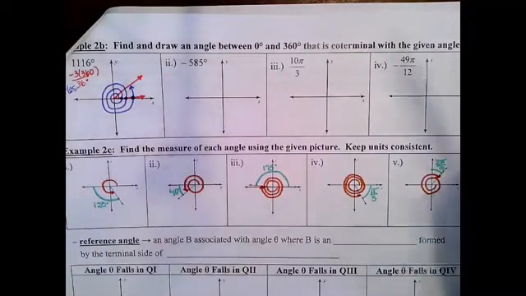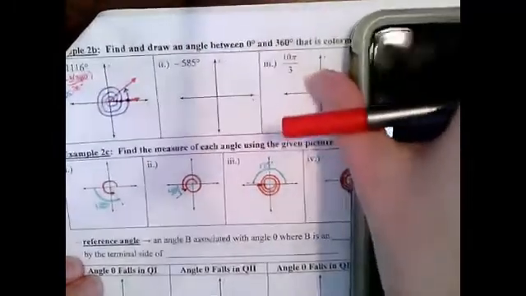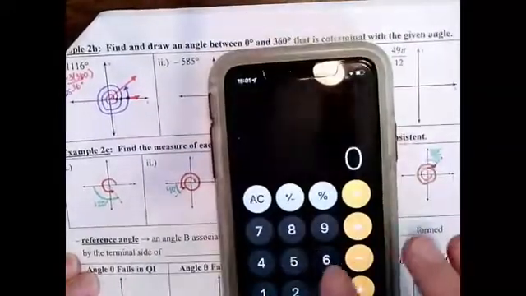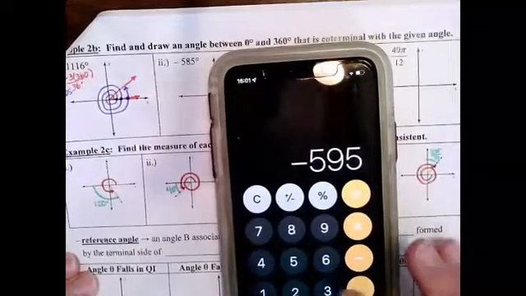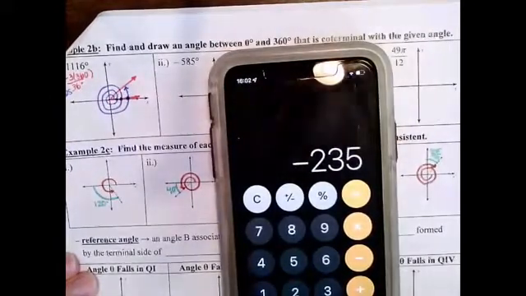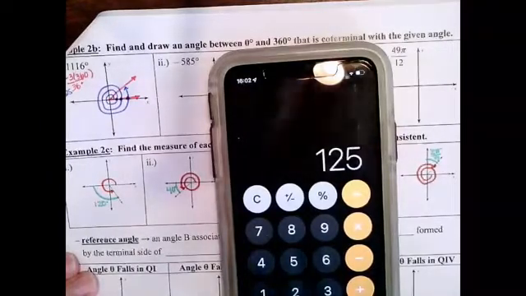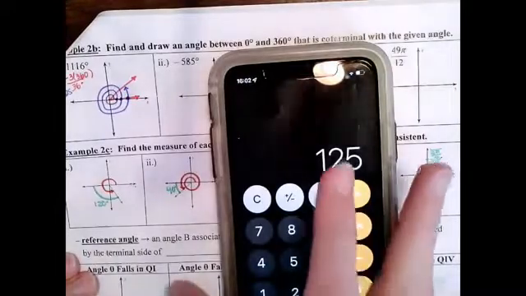Okay, negative 585 degrees. Now this time, since I'm negative, I'm going to have to add 360 to get myself a positive angle between 0 and 360. So let's start with 585 and make it negative. Add 360 once. I'm still at a negative. Add 360 again. Okay, now I'm between 0 and 360. And if I try to add 360 again, I'm going to be too big. So I'm going to stick with this 135.